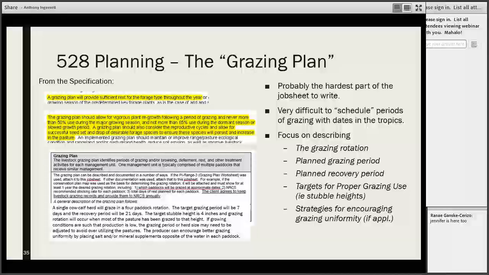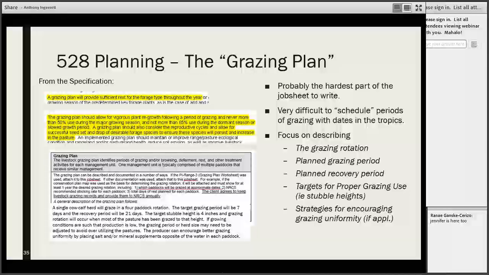In the job sheet itself, it refers to describing a schedule of when paddocks will be grazed, the approximate dates. I've never found that I've ever been able to do that in the tropics. It's probably not even a good idea to tell a client, okay, on December 16th, you're going to go into paddock 5, and you haven't been out there for months. You don't want to give the client a calendar by which he's going to manage his grazing. It'd be better if he learned what things to be looking at and understanding what's going on in his pasture and making his grazing decisions based on that, and then being able to call you, of course, if he needs help.